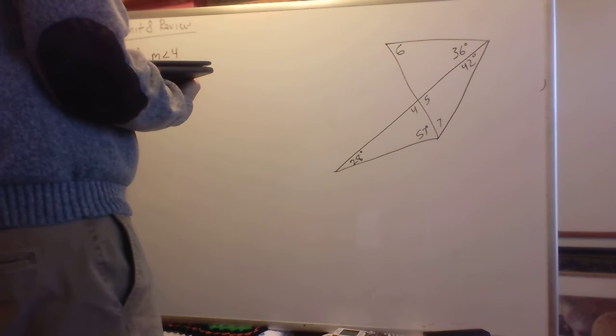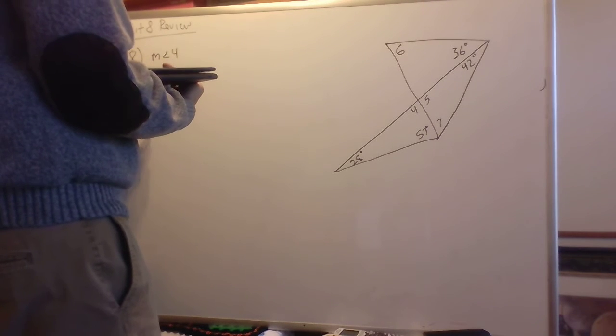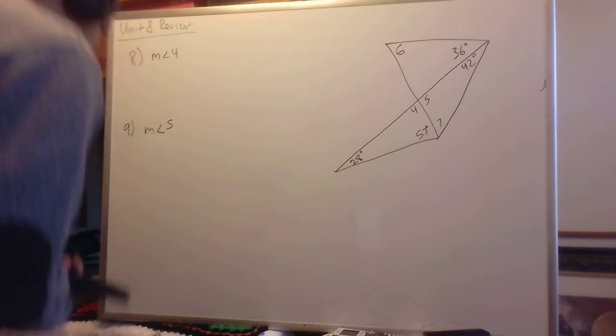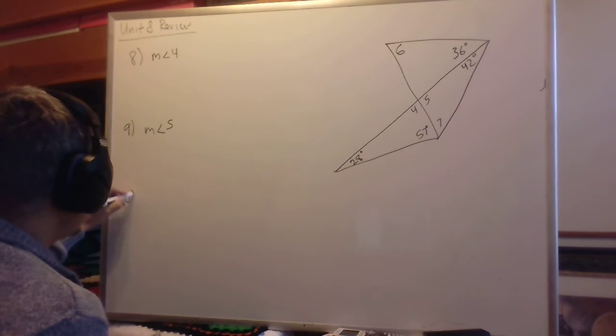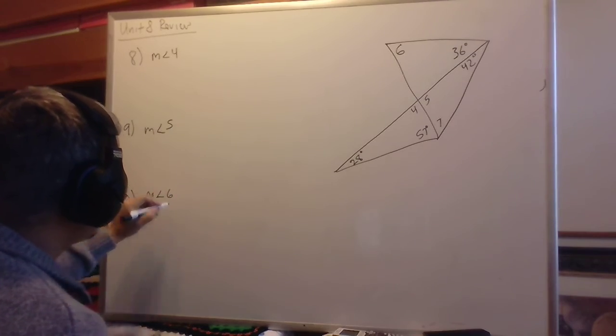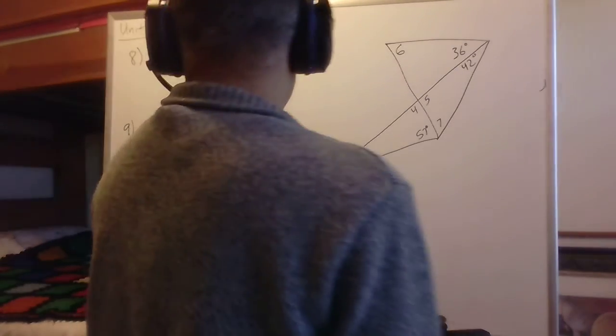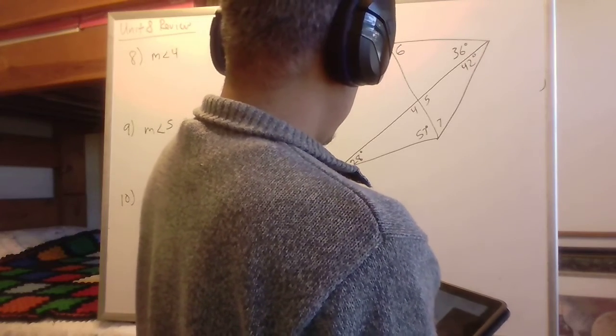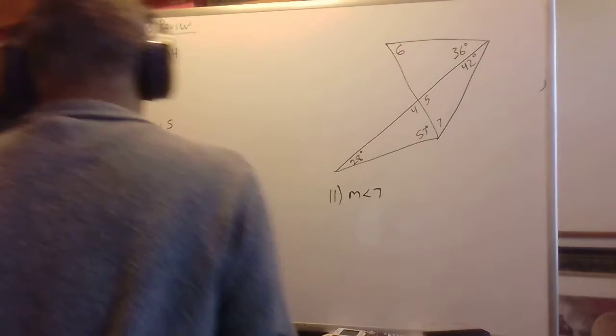All right, so for number 8, it wants us to find the measurement of angle 4. For number 9, it wants us to find the measurement of angle 5. For number 10, the measurement of angle 6. And I'm going to do number 11 over here, where it wants you to find the measurement of angle 7.